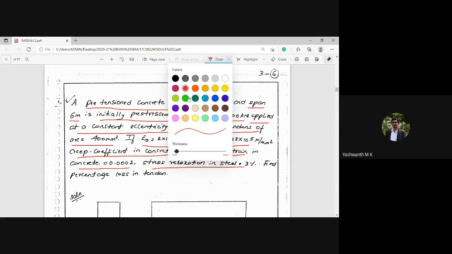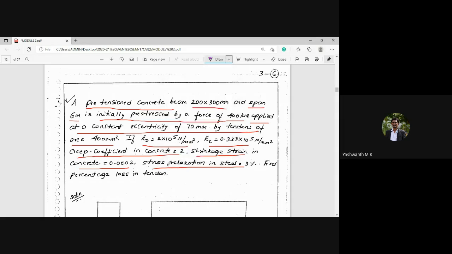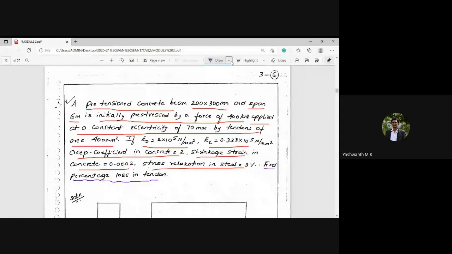So this is asking: find the percentage loss in the tendon.